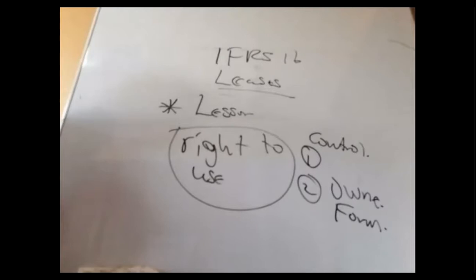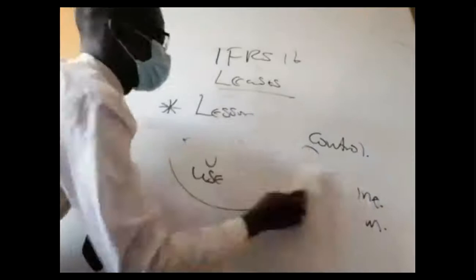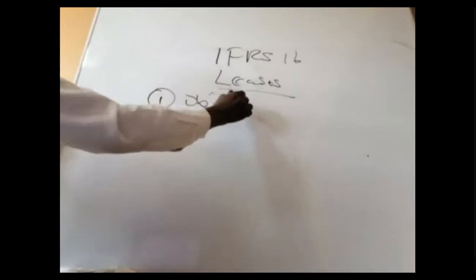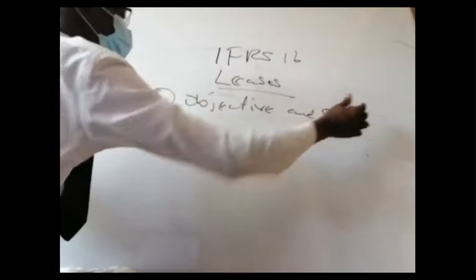Now let's look at the objective. I'll list the items that I'll look at under this section. About five items. When I'm done with these five items, I think we are free to go. The five items: number one, objective and scope. So why IFRS 16 is in existence.